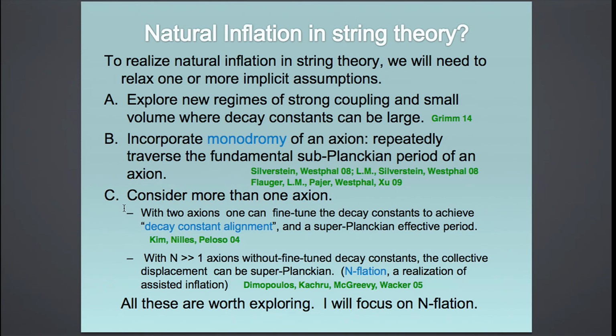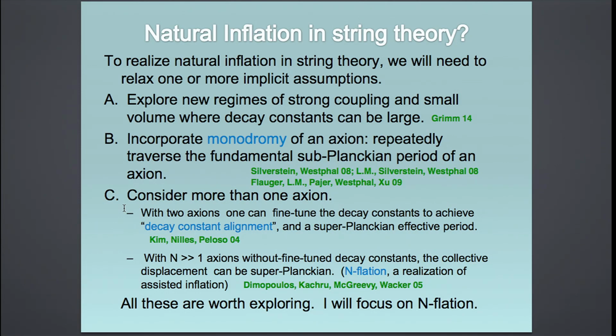Another very general mechanism, which Eva quite clearly explained, is to incorporate monodromy of an axion. Namely, to take an axion with a fundamental period that's sub-Planckian and traverse it many times, building up a super-Planckian excursion. I'm not going to say a great deal more about that here, as we've already heard about it.